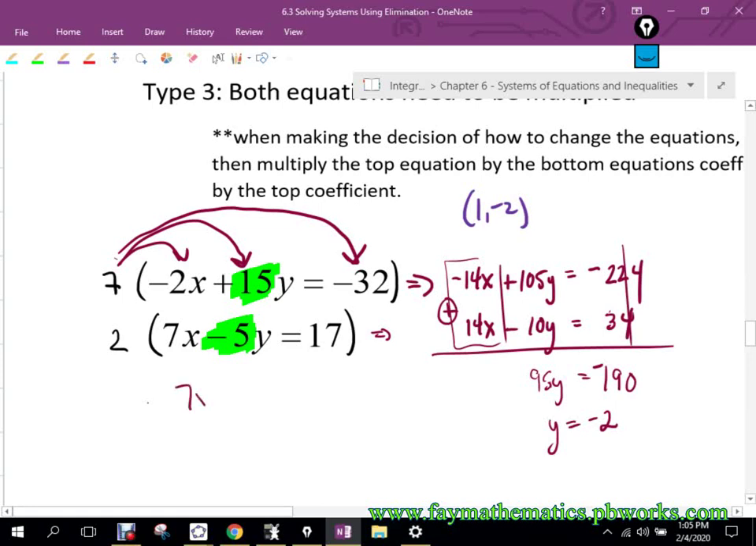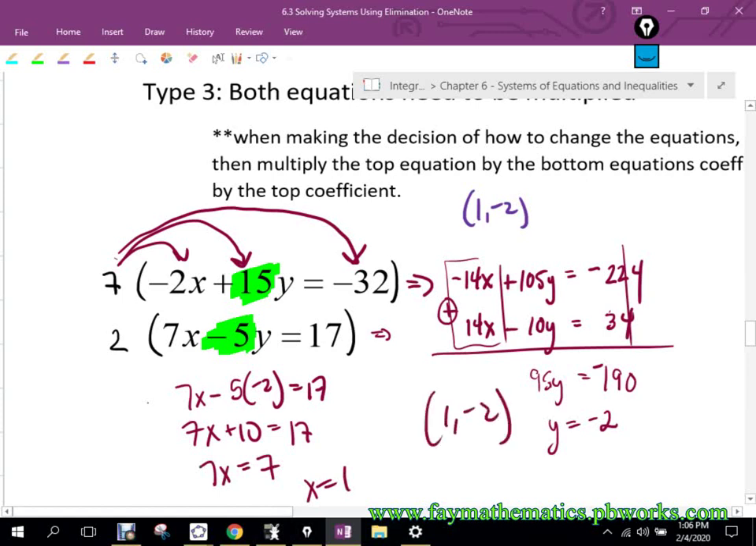Bottom. So we're going to have 7x minus 5 times negative 2 equals 17. What's negative 5 times negative 2? We get that, right? So now 7x will equal 7. So what is that? 1. Is that the same ordered pair? So does that demonstrate 2 things? Doesn't matter which variable you cancel, right? Still get the same answer.